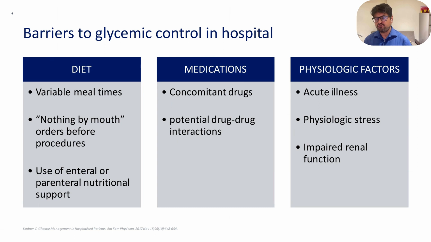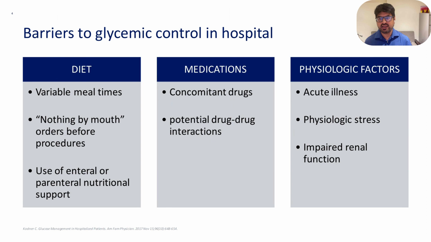So management of hyperglycemia in a hospital setting is extremely challenging. There are a lot of challenges with this issue. It could be because of changes in diet. There could be certain medications which the patient is taking. For example, the patient could be on steroids. The patient could be on inotropes. The physiological factors also impact the glycemic outcome.